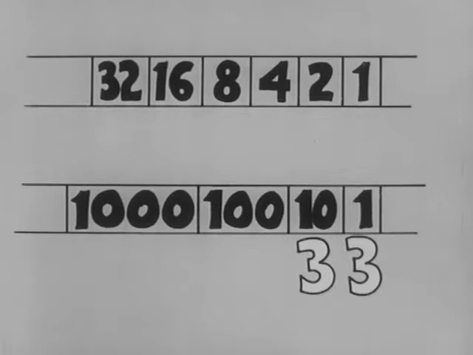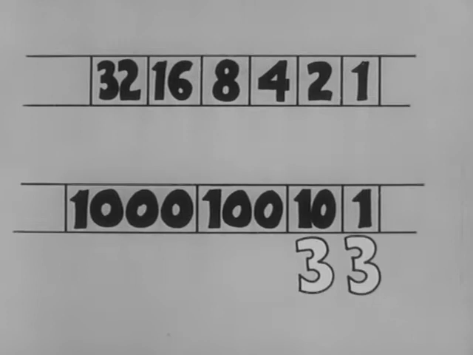In the binary system, each place means an increase by twice as much rather than 10 times as much as in the more familiar decimal system. In the decimal system, we would write the number 33 with a 3 in the tens position and a 3 in the units or ones position. In the binary system, 33 is written with a 1 in the sixth position.